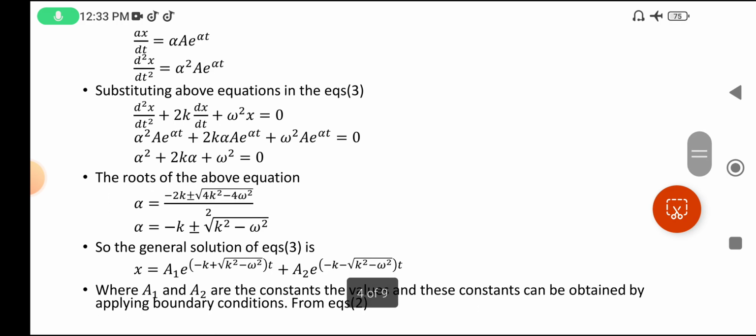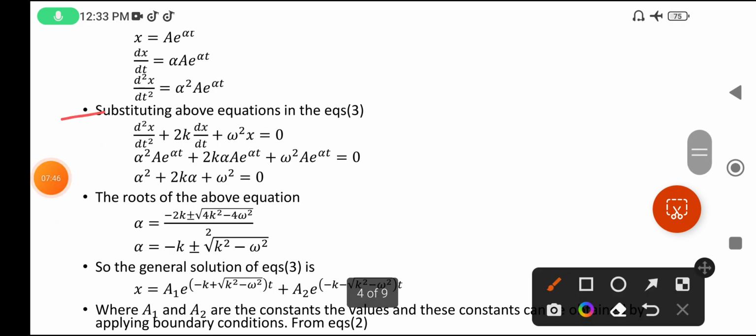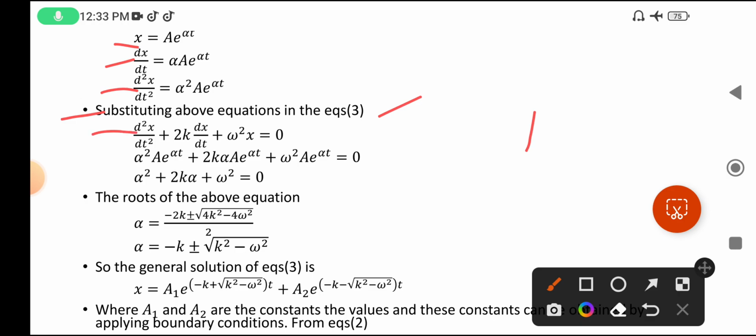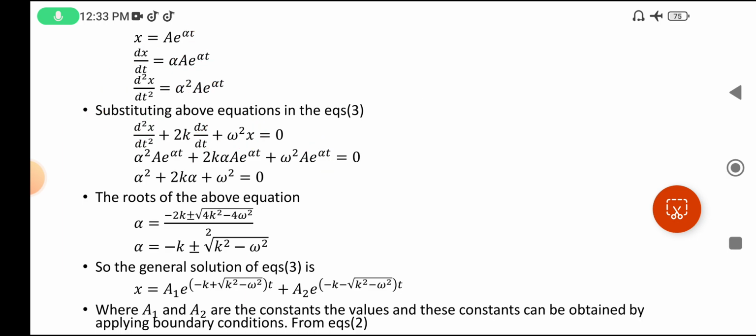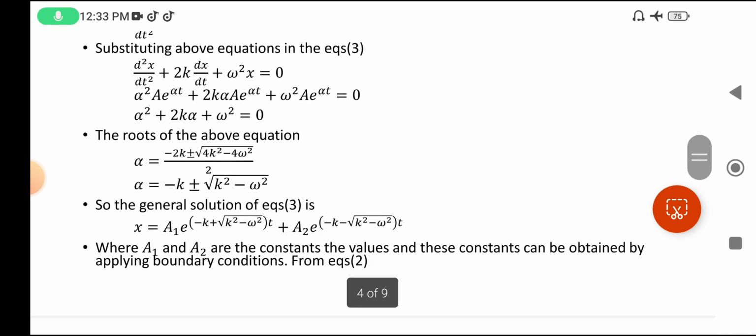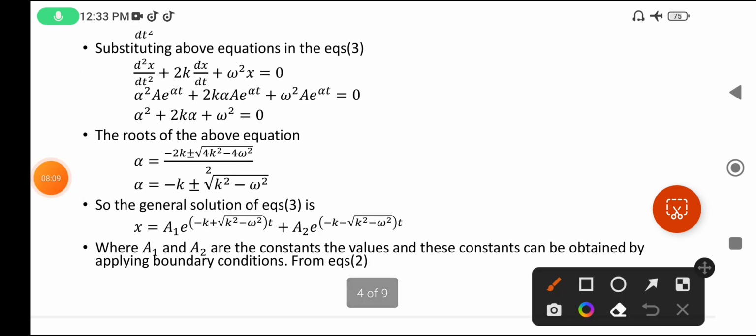Now substitute the above values x, dx by dt, d square x by dt square in equation 3. So equation 3 is this one, and in the place of this, write this, and in the place of x, write this one. Common factors are there. A into e power alpha t is common, so take it common and make it equal to 0. After taking common, you can get this one.